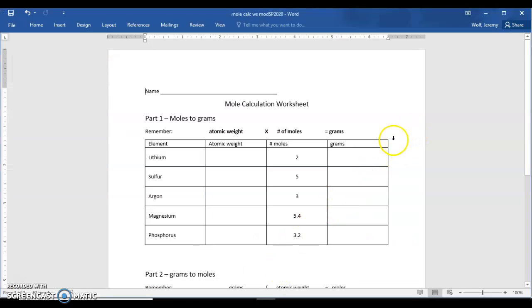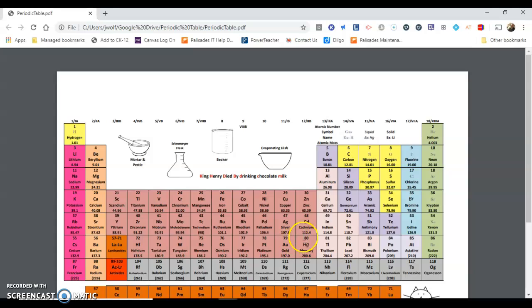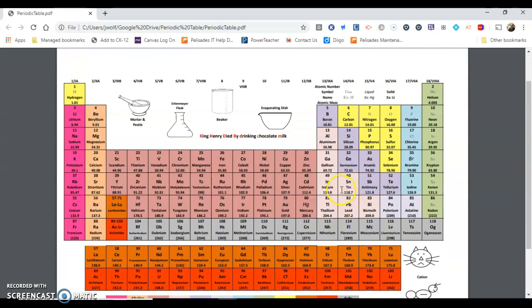Okay, here we go, the mole calculation worksheet. I'm going to walk you through the process of completing your mole calculation worksheet. You will need a periodic table for this, and so if you have this periodic table that I gave to you, you're good to go.